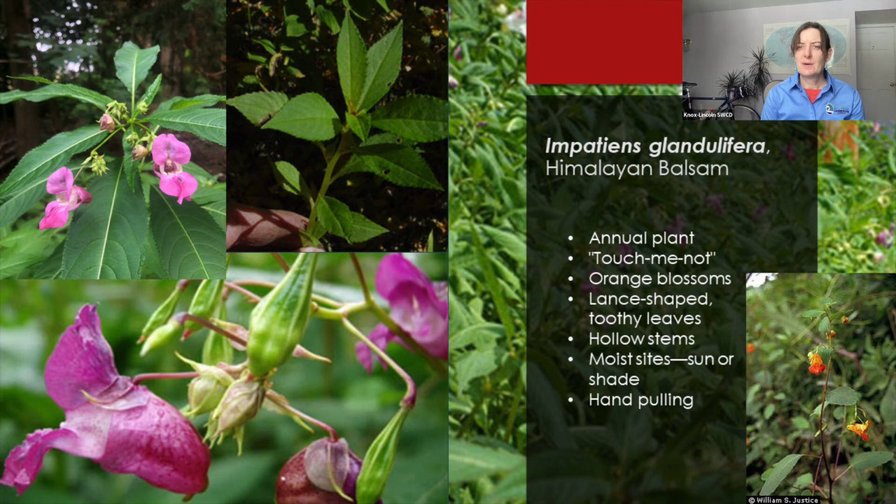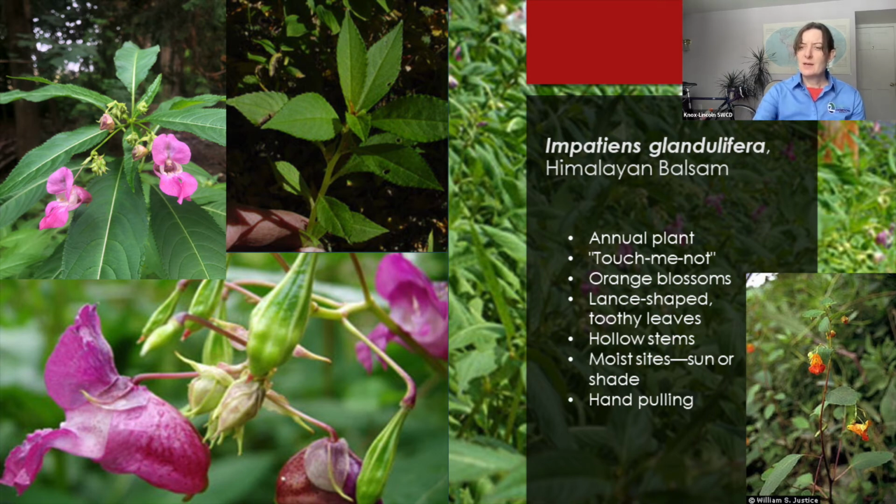They have hollow stems. They grow more prolifically in moist sites, though they can be in moderate moisture and do well. Particularly dry, not so much. They will grow in sun or shade, but they are very easy to pull. We can hand pull those. You can compost them in black plastic bags, let them essentially burn in the sun, and they will break down quite readily.